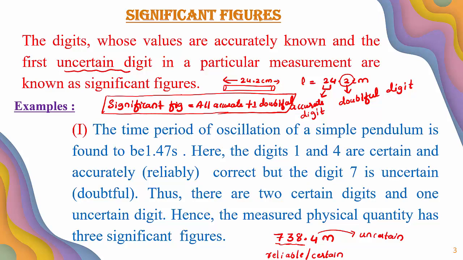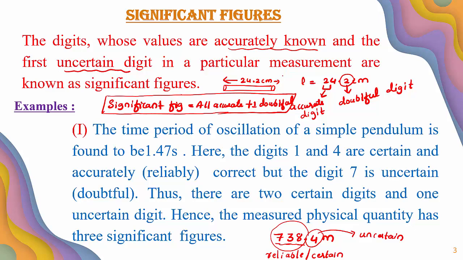Right? Now, what are significant figures? We have to consider all accurate digits plus one doubtful digit, that gives significant figures. Now you can observe the definition. Easily you can understand. The digits whose values are accurately known and the first uncertain digit. Uncertain digit means here in the first example 2 is uncertain. In the second example 4 is uncertain. The first uncertain digit in a particular measurement, these are known as significant figures.